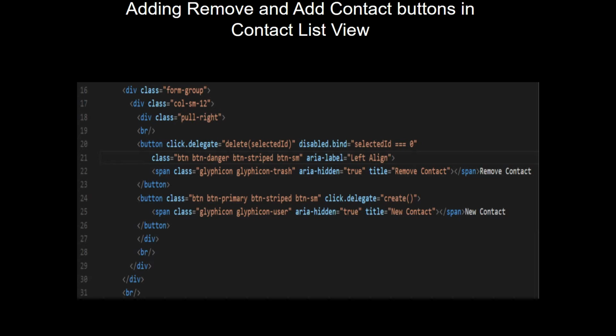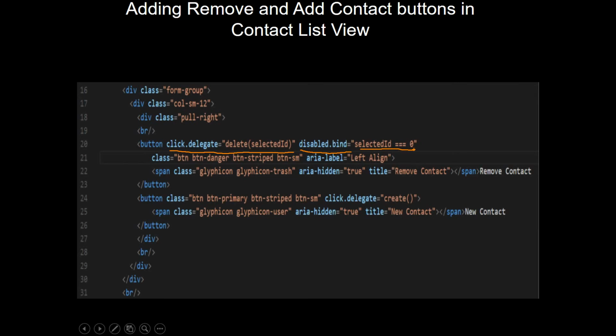So in between them we introduce another div. This is all standard Bootstrap stuff. So what we do is we're introducing two buttons, and then we're using the delegate call click.delegate, and we're calling the delete, and then we're passing the selected ID in the view model as an argument to itself. And what we've done next is an interesting bind call on the disable HTML property. So disable.bind equals selected ID equals 0.